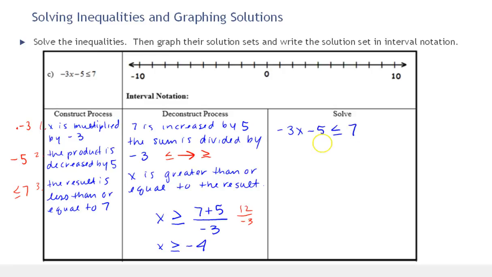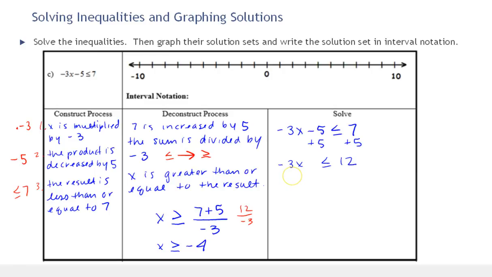Okay. Notice first we want to increase by 5, so we could divide by -3 first by the principles of inequality, but it would make fractions, so you don't want to do that. So I'm going to add 5 to both sides, and we have -3x, -5 plus 5 is 0, is less than or equal to 12.